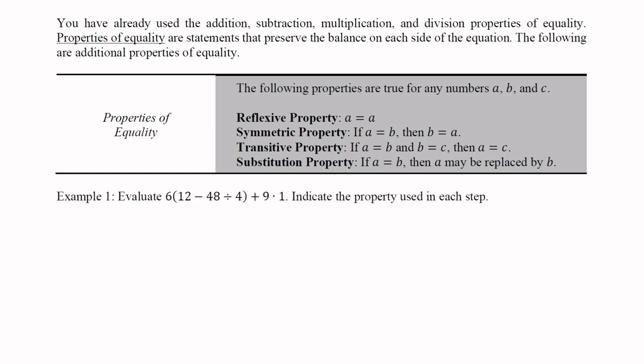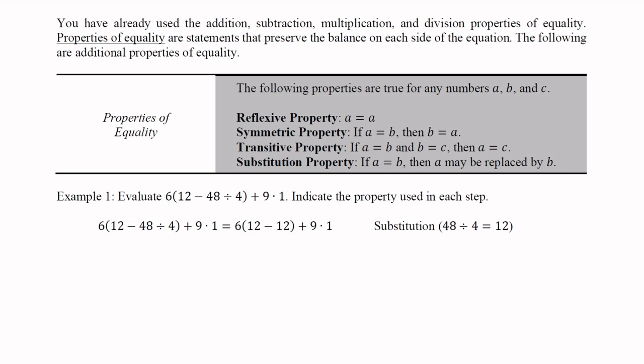So let's look at how these properties are used in simplifying this expression here. We start by doing our order of operations. We're going to start in the parentheses, and we're going to start with the division in the parentheses. 48 divided by 4 gives us 12. And here we use substitution because 48 divided by 4 is equal to 12, so we substituted in 12 for 48 divided by 4.